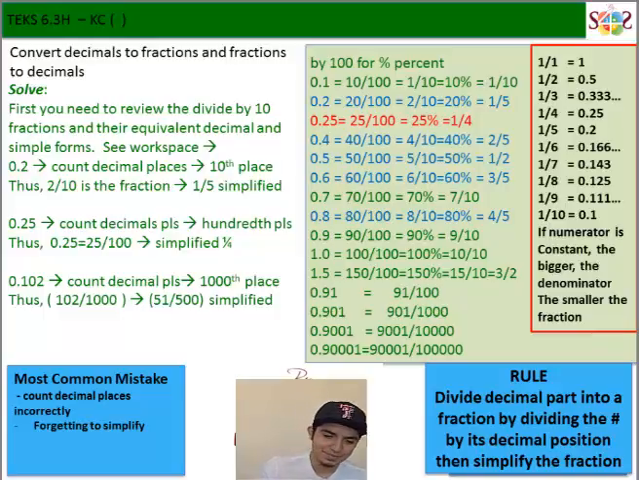Today we'll be going over how to convert decimals into fractions, then fractions into decimals. Let's start by reviewing the dividing by 10 fractions, which are just the simplest ones: 1/10, 2/10, 3/10. So 2/10 is going to be equal to 0.2, which is 20%.